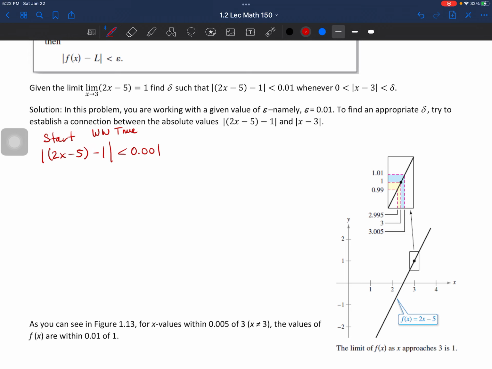So we're gonna work backwards to have something of this form. Our goal is to have something of this form, because if we do, then this will tell us something about delta, and you'll see what I mean. So what we're gonna do here is start with what we're given and simplify. So this is 2x minus 5 minus 1, which is minus 6. I'm just doing basic algebra here.